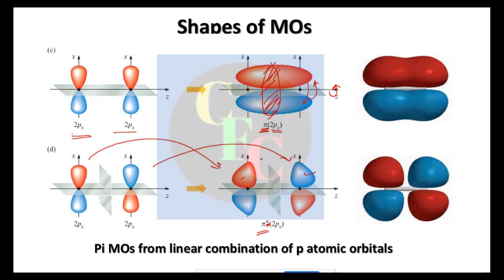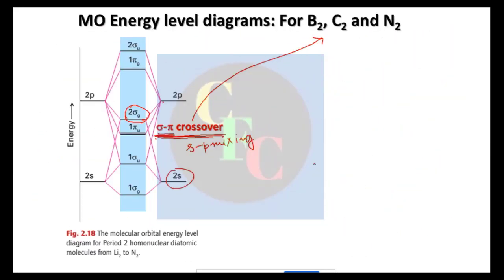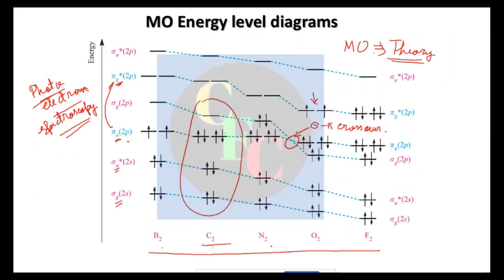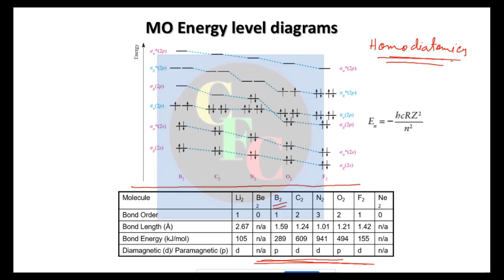But for p orbitals, for pi orbitals, it is opposite. So for pi bonding orbitals, it is reversed. It is U now. For anti-bonding orbitals, it is G. That's why it is reversed here. For sigma, it is Gerade for bonding, Ungerade for anti-bonding. For pi, it is Ungerade for bonding and Gerade for anti-bonding. Now till now we have only discussed the homodiatomics.